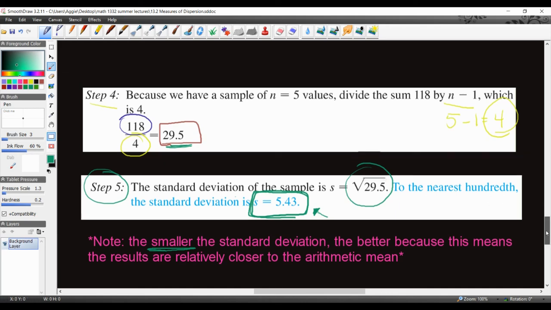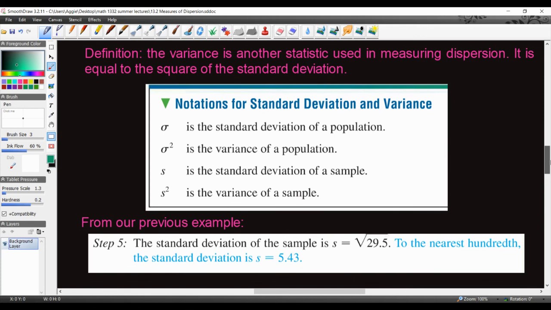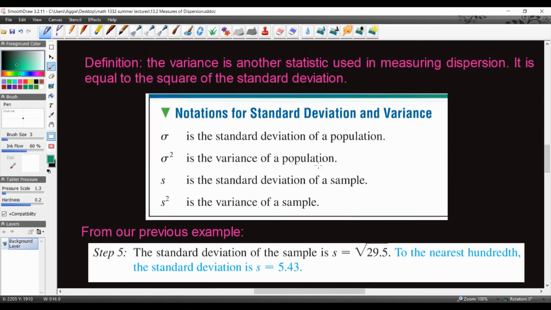Last but not least, we have something called variance. The variance is another statistic we can use in measuring dispersion. It's actually not that hard to find because it's equal to the square of the standard deviation. So if you can do the standard deviation, you already calculated the variance.